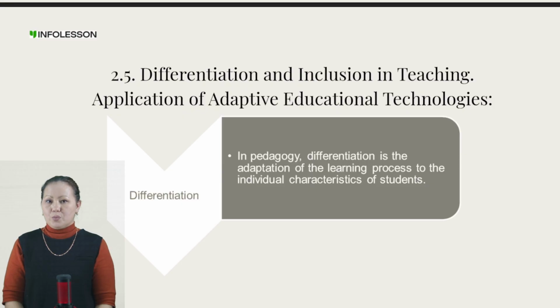Example: one group reads a text, another watches a video, and a third works with visuals. Outcome differentiation, expecting different levels of achievement. Example: some students make simple sentences, others write a short story. Differentiation helps teachers support all learners, allowing each to achieve success according to their ability.